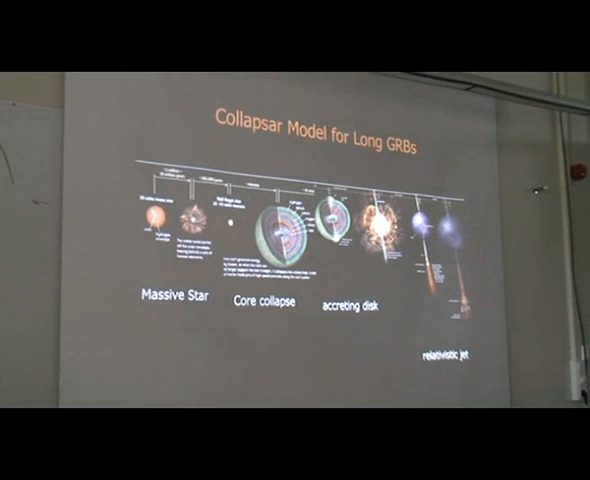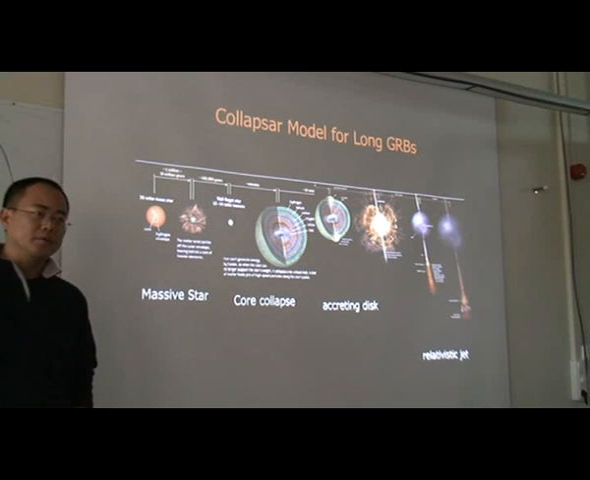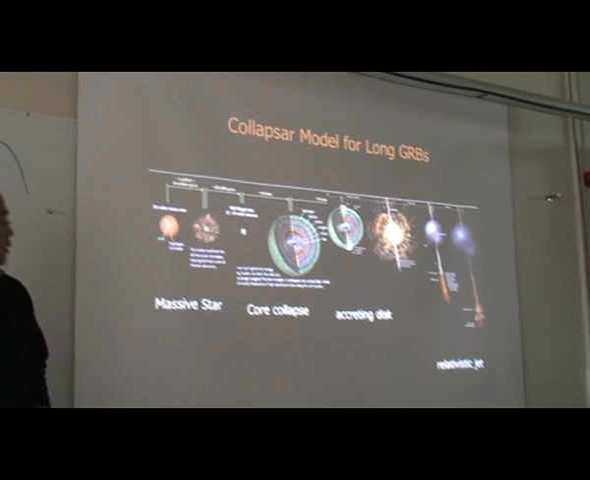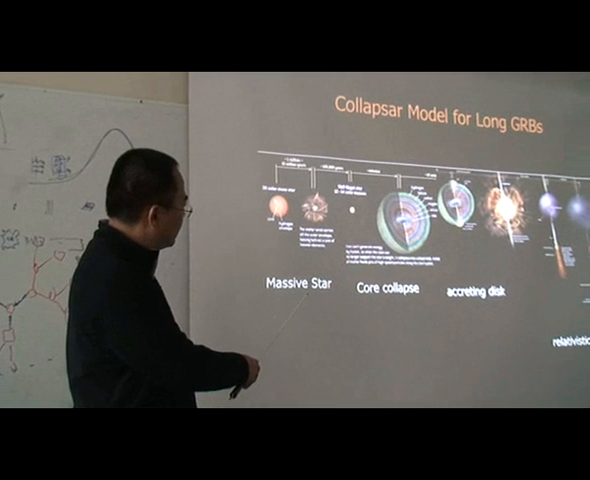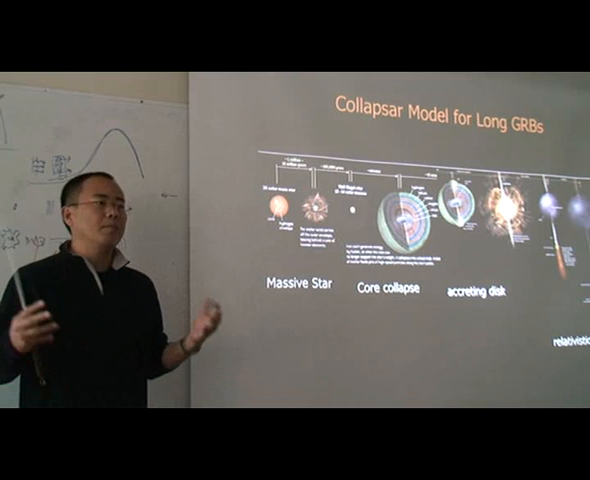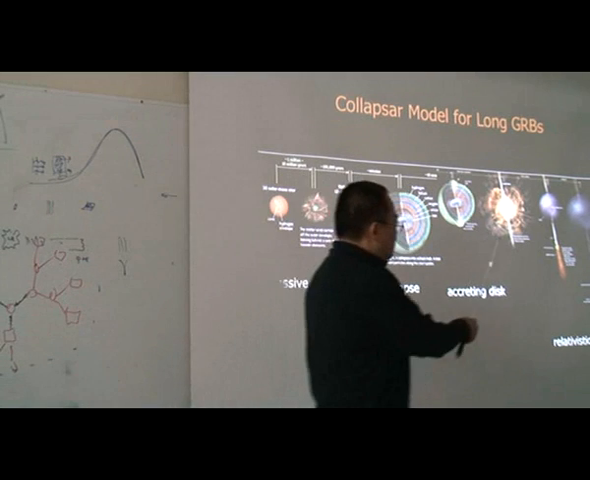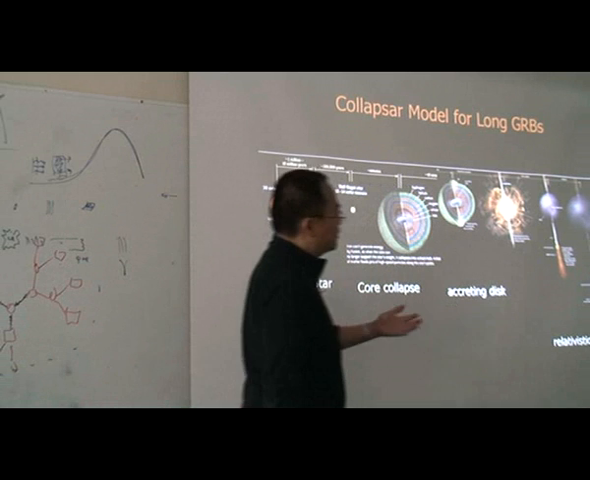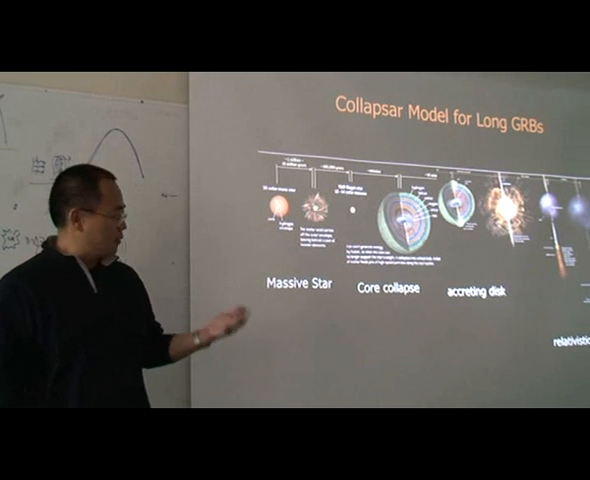And this is a more specific model, let's say the collapsar model, especially for long bursts. Today people believe that long bursts are associated with the death of massive stars. At the end of their life, the core collapses into a black hole, and the stellar envelope accretes into the black hole, and it powers the relativistic jet. This jet causes shocks, and the accelerated electrons emit photons.